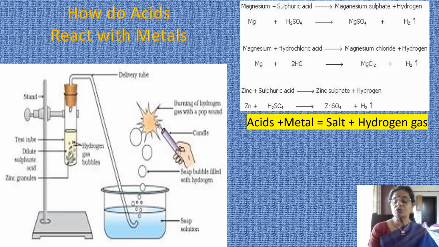Zn plus H2SO4 gives ZnSO4 plus H2, hydrogen. So this is a typical reaction of an acid with a metal.